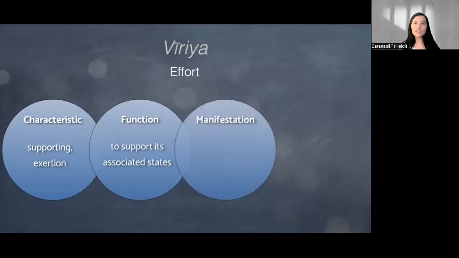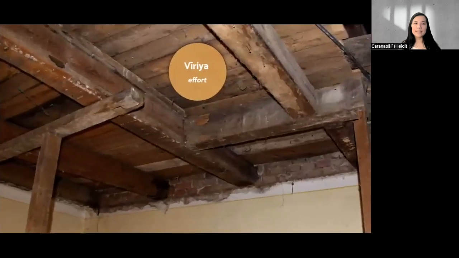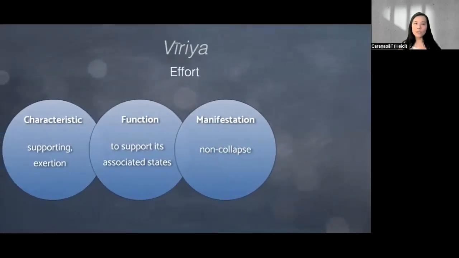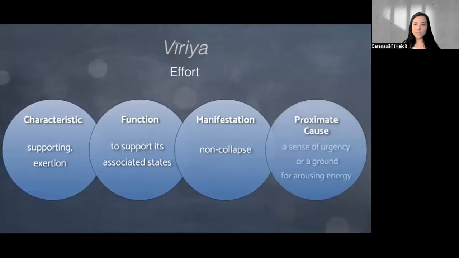And its manifestation is non-collapsing, meaning what? It's like when something is being supported, then it does not collapse. Like an old house, when the house becomes old and shaky, then we put some timber to support it and to reinforce it. Vīriya is something like that. It supports. And then its proximate cause is a sense of urgency or a ground for arousing energy.